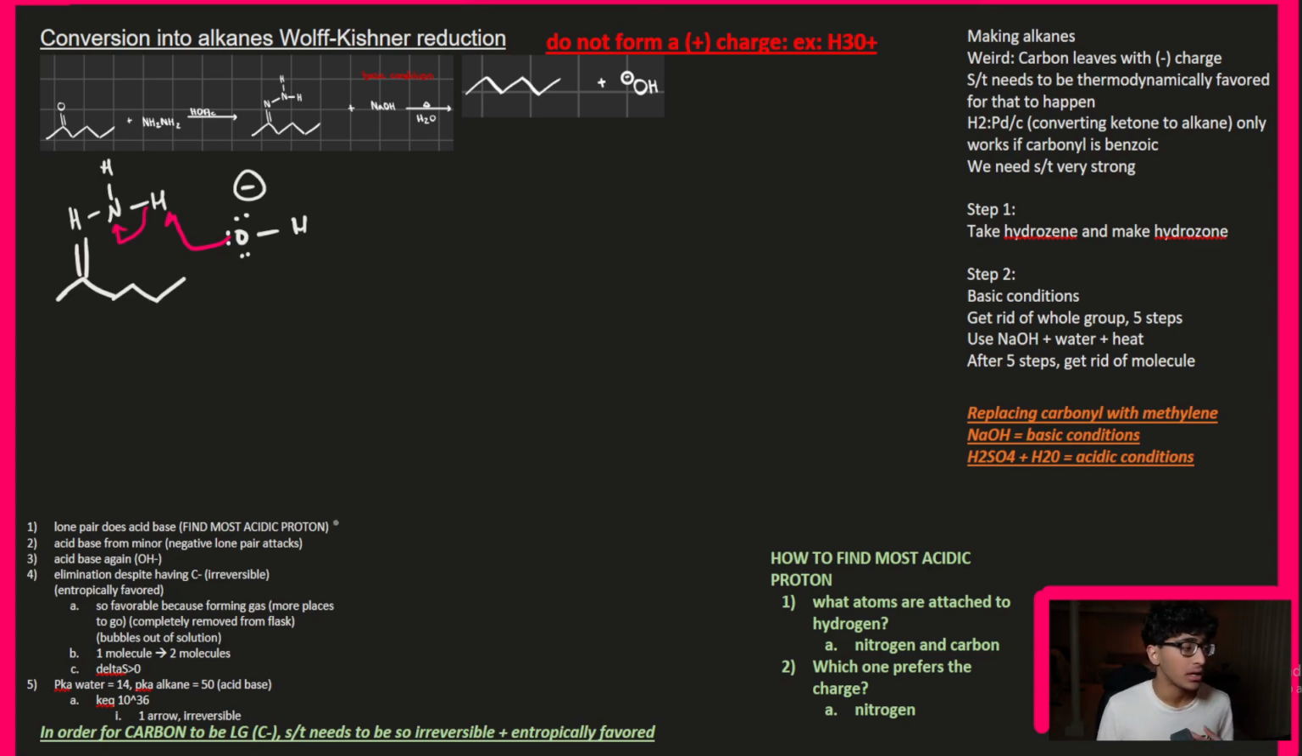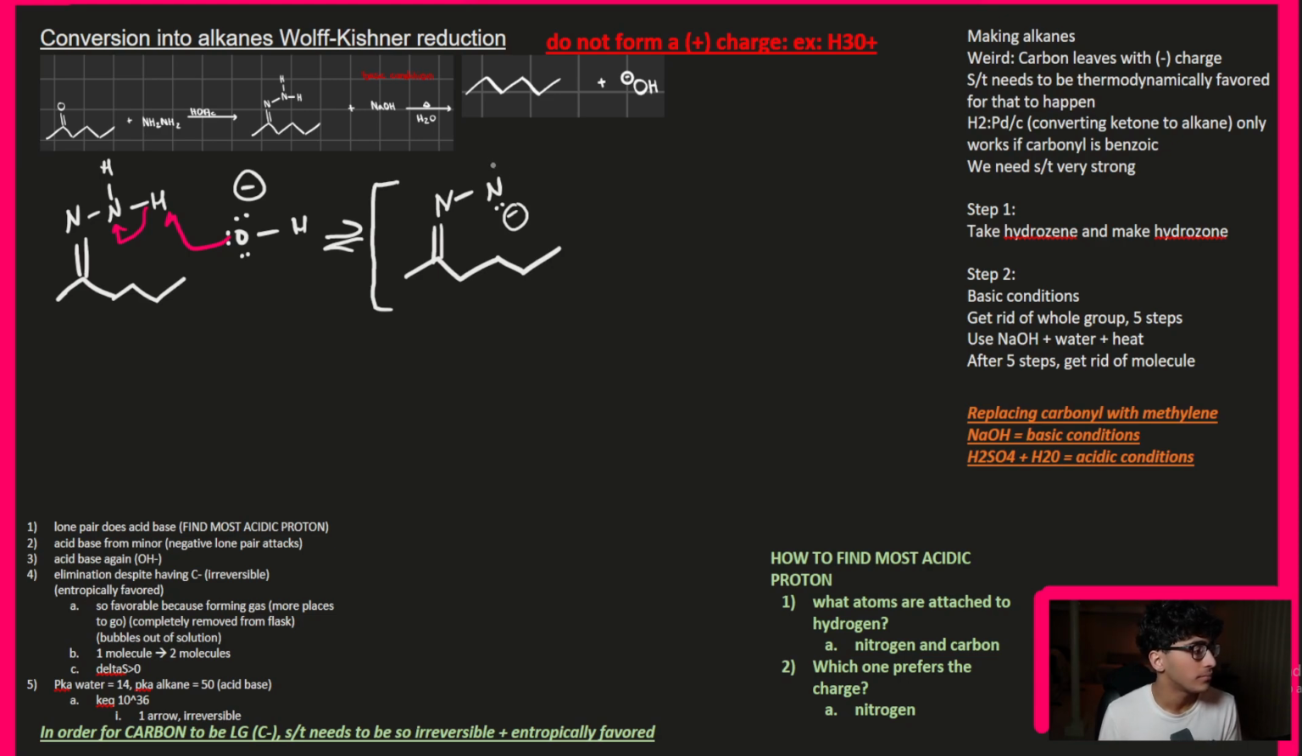These are all the 5 steps. I laid it out: we're gonna do acid base, acid base, acid base, elimination, and then acid base again. Once you form a charge, you should be comfortable making a resonance structure. So it's gonna look like this, and then it has a negative charge.